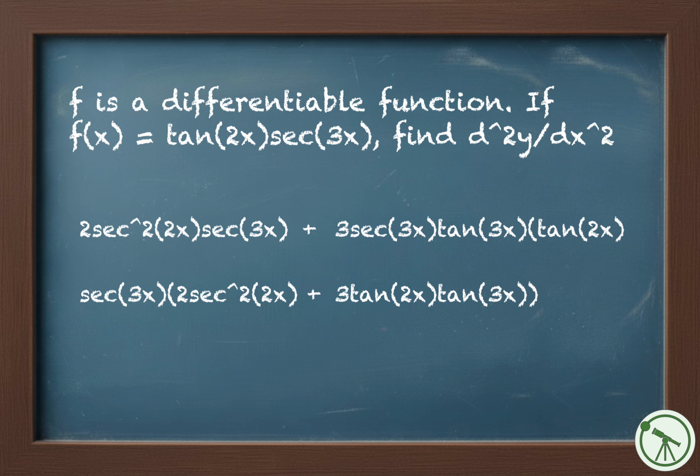Doing this, we get a final answer of secant of 3x, all multiplied by 2 secant squared of 2x plus 3 tangent of 2x times tangent of 3x. Now hold your horses because we are not done yet. We still have to find the second derivative.